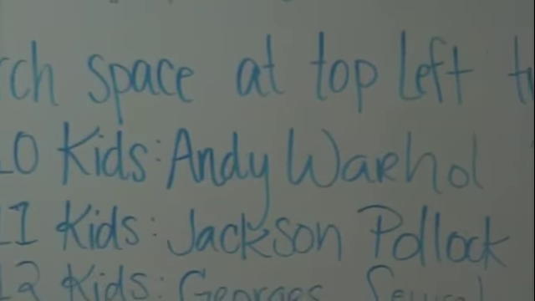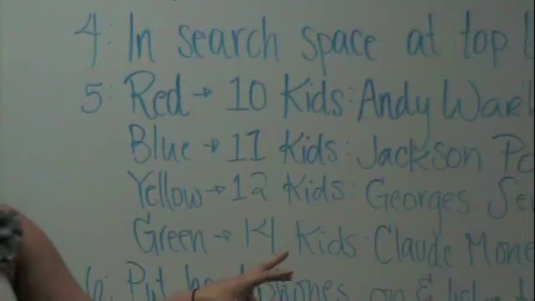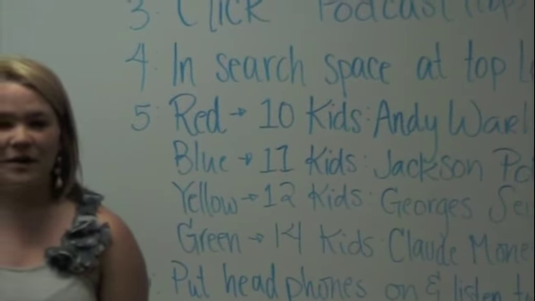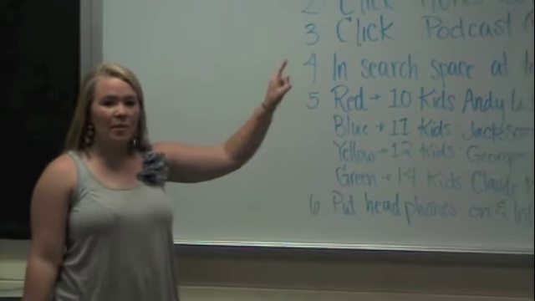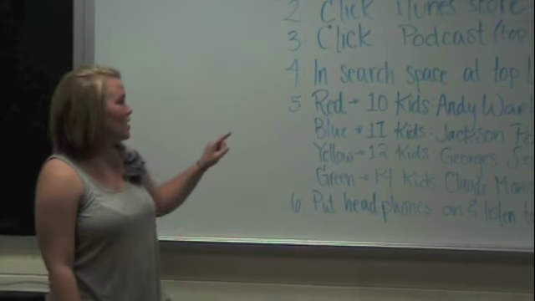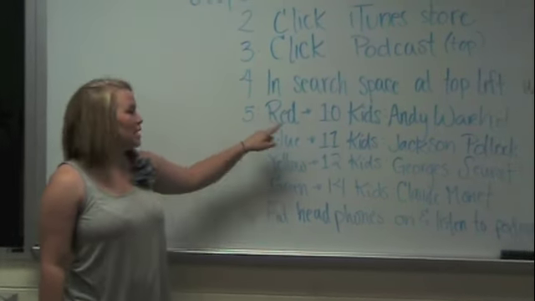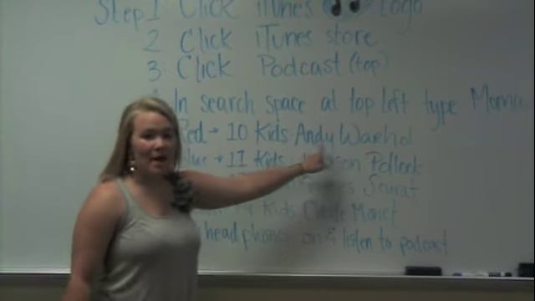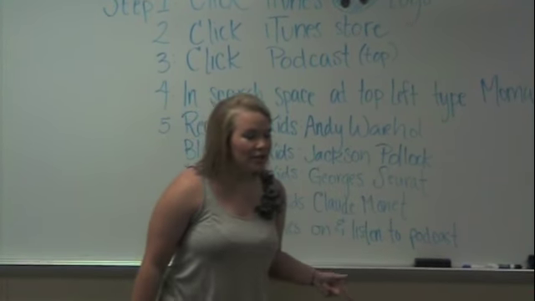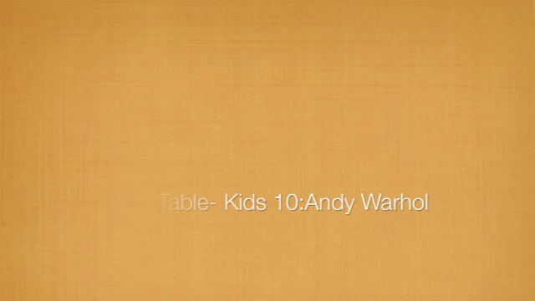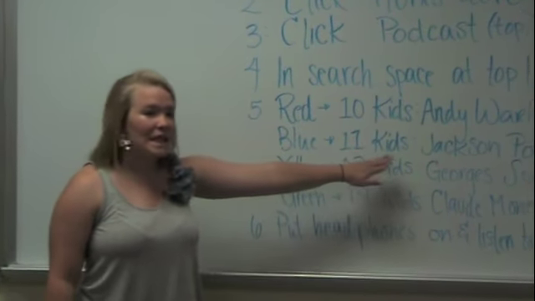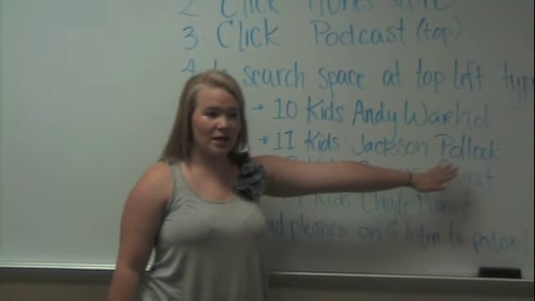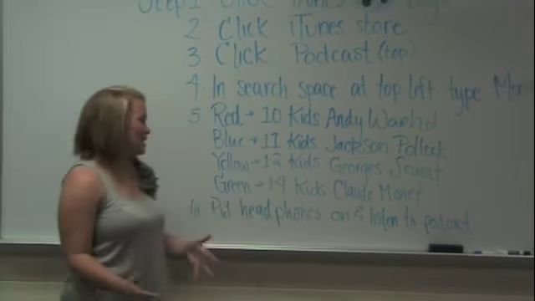Okay, so once everybody's there, each of your tables is going to be responsible for learning about a certain artist. So they're listed on the board, and the podcasts are listed by these names. Red table, you're going to listen to number 10, kids, about Andy Warhol. Who are you going to listen to? Andy Warhol. Blue, you're going to listen to number 11, kids, about Jackson Pollock. Who are you going to listen to? Jackson Pollock.